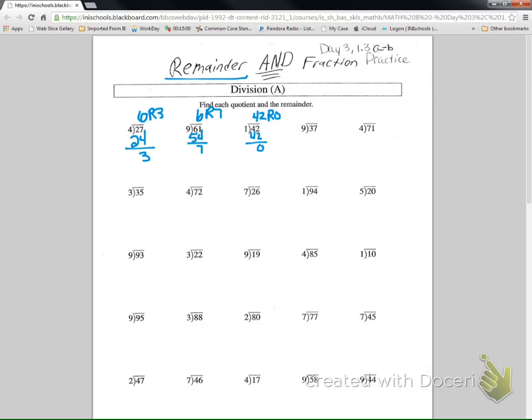The next one, 9 goes into 37 4 times. The closest number I can get to is 36. 4 times 9 is 36, and 37 minus 36 is 1. So you would have a remainder of 1.